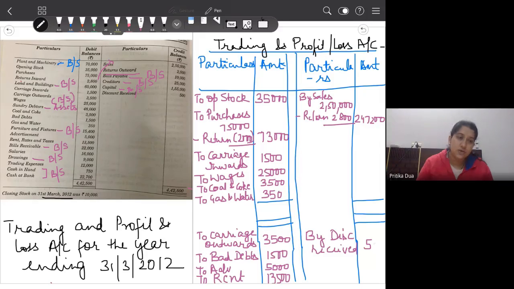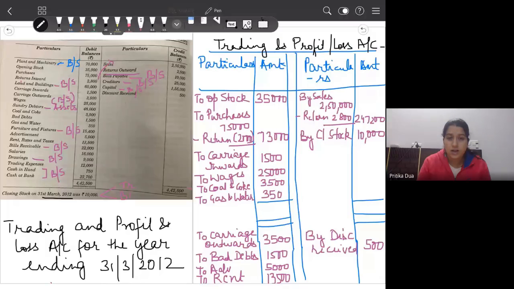In additional information, we are given that the closing stock was rupees 10,000. So this means this 10,000 will appear at two places. First, you know that in the trading account it will come as by closing stock, and the amount will be 10,000. The second place where closing stock comes is the balance sheet because closing stock of this year will be opening stock of the next year. So this is an asset for the business. So the closing stock will also appear in the balance sheet.